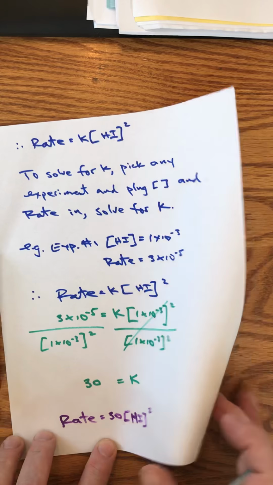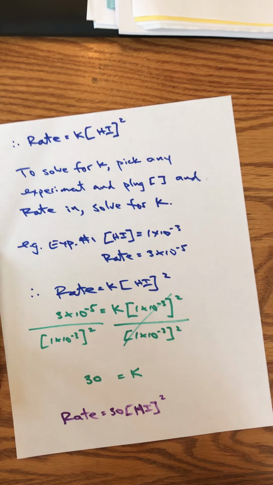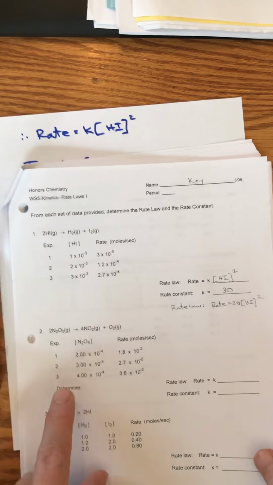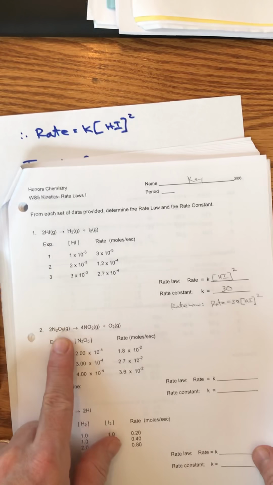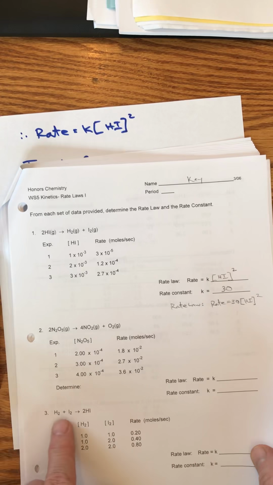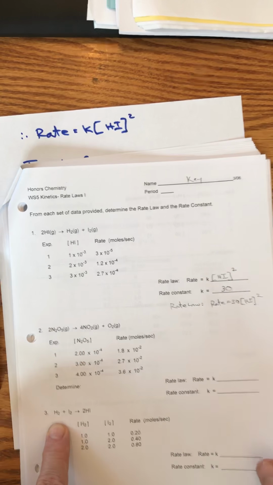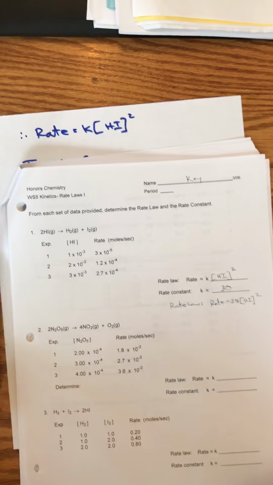All right, so that's the first problem from rate laws. I would like you to try for me number 2. There's also only one reactant here. All right, we'll worry about additional reactants tomorrow. Just try for me number 2 tonight. Thanks much.